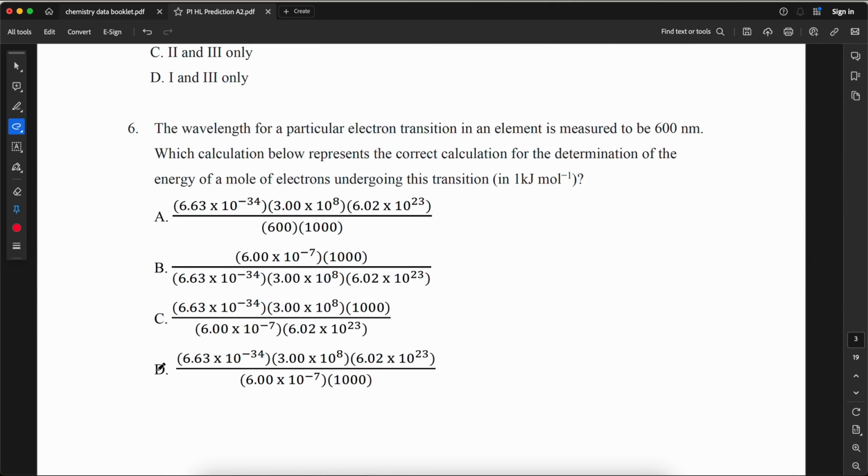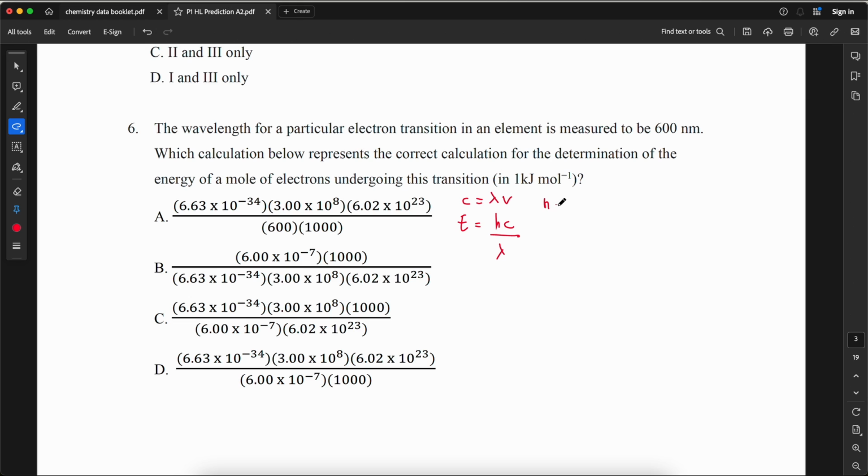The wavelength for a particular electron transition in an element is measured to be 600 nanometer. Which calculation below represents the correct calculation for the determination of the energy of a mole of electrons undergoing this transition in kilojoule per mole? As we know, the formula c = lambda times frequency, and then E would be Planck constant times speed of light divided by lambda, or wavelength.